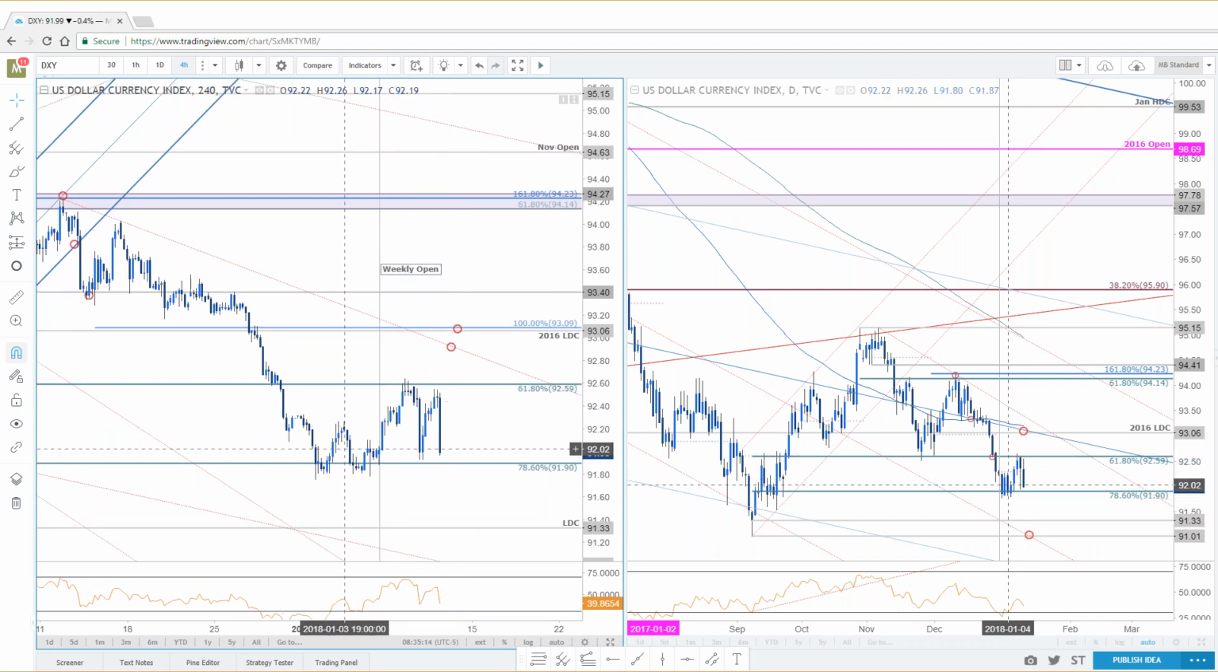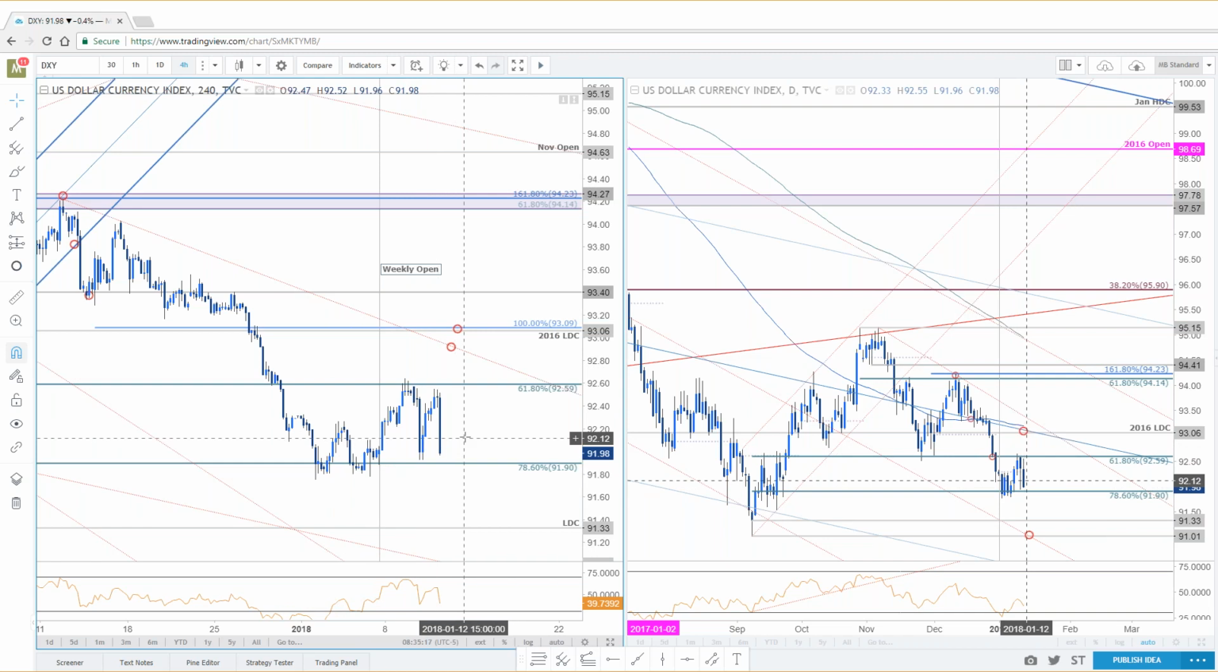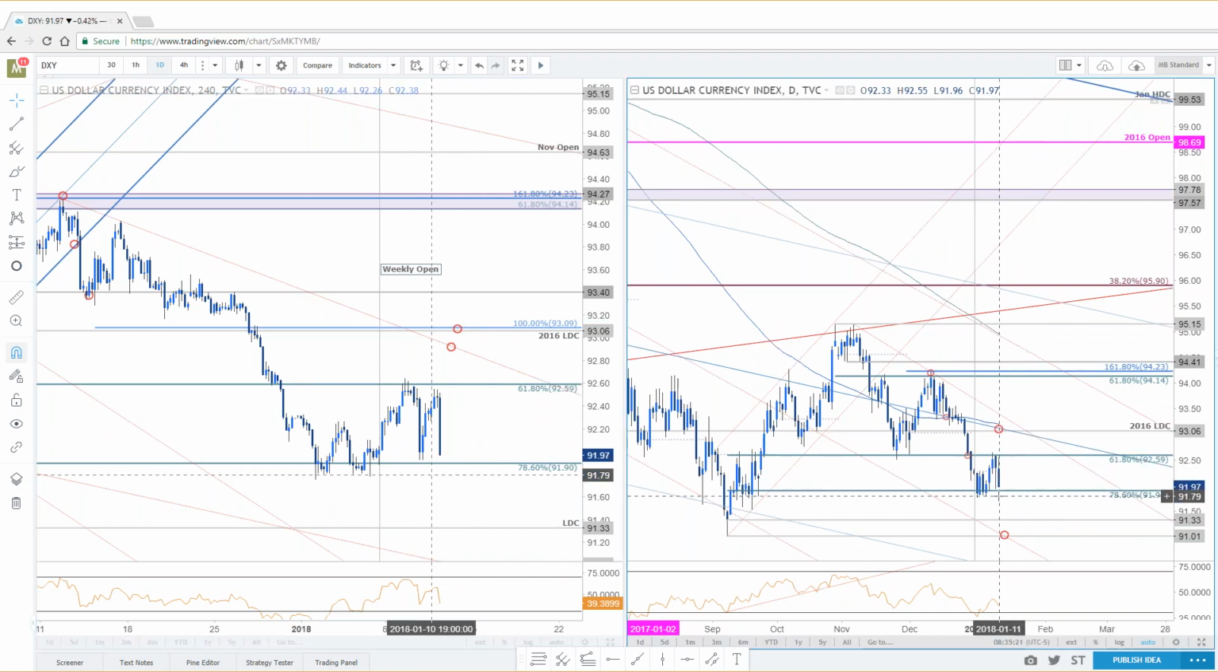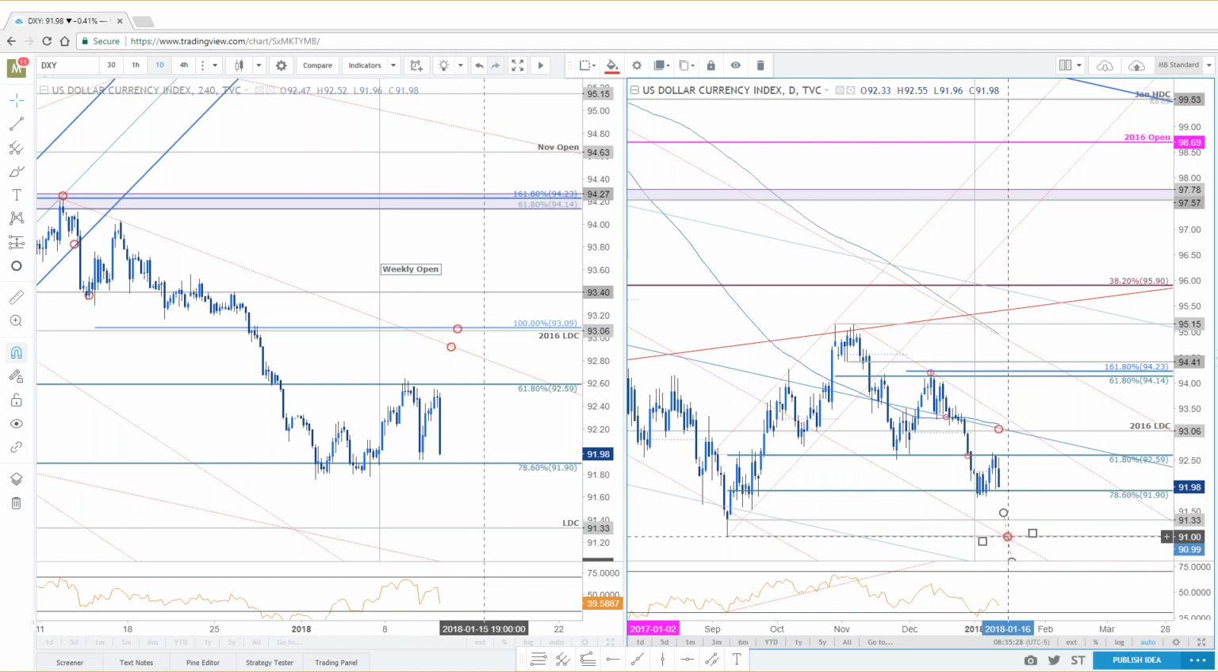Ultimately, like I said, the analog that we've been following does call for some sideways price action to higher early in the month before final resumption to a new low, which really puts the emphasis on this. Okay, if this gives out, 91.33, 91 are going to be our initial targets on the downside.